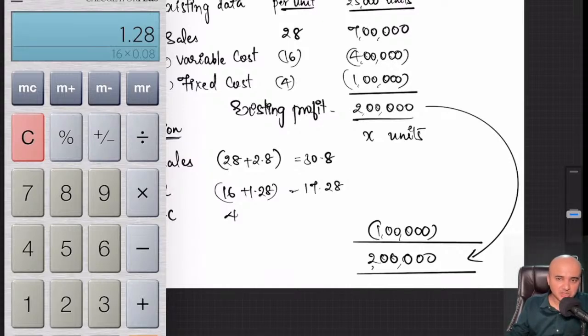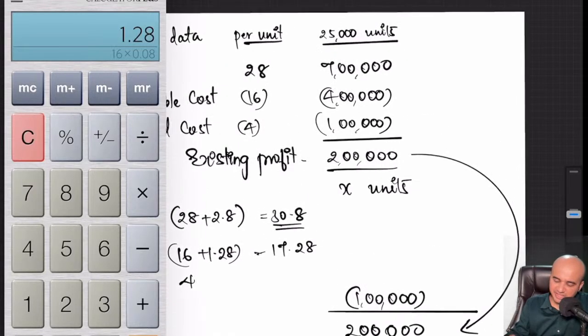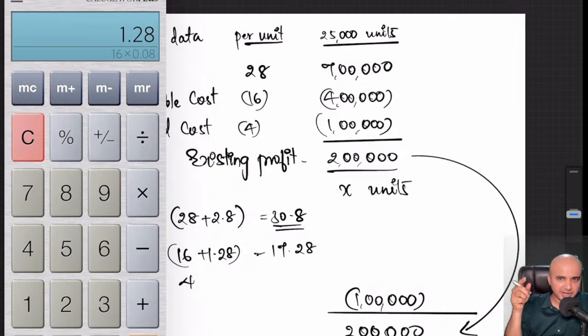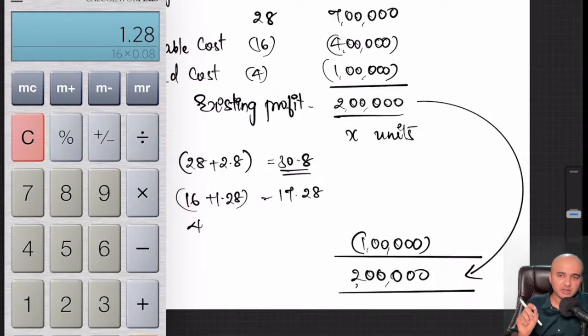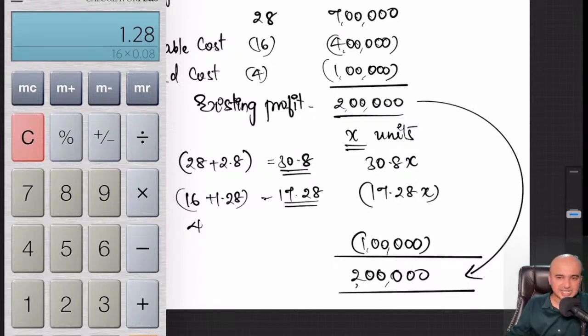But the variable cost will be, and the sale price will be 30.8 into number of units. In the previous case, we could simply do it by multiplying that by 25,000 because we knew how much would be sold. But now we'll have to find out that. So that's why until we find it out, I have considered that as X. So 30.8 into X will be 30.8x. I'm just multiplying by number of units. According to me, right now it is X units. So just multiplied by X. Then 17.28 into X will be 17.28x. This has to be deducted.